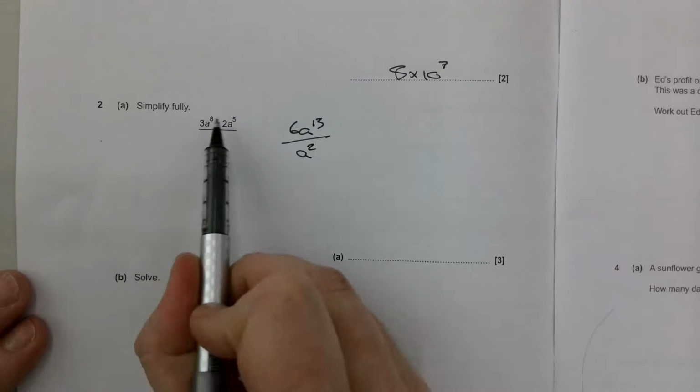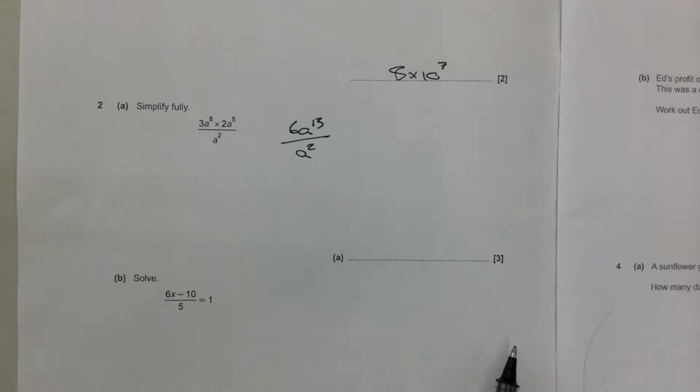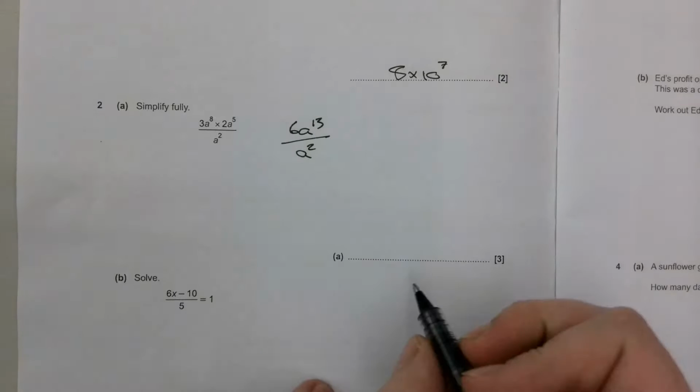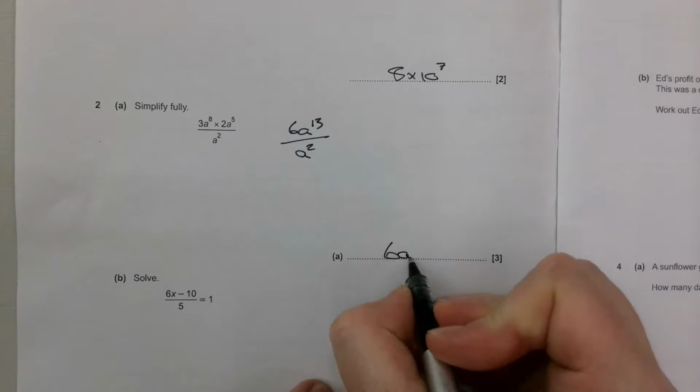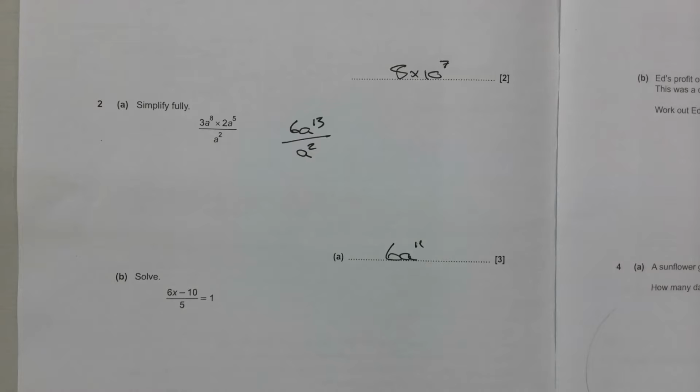It's because we multiply the big numbers, we add the powers to get a new power. When we're dividing, we subtract powers. We end up with 6a to the power of 11.